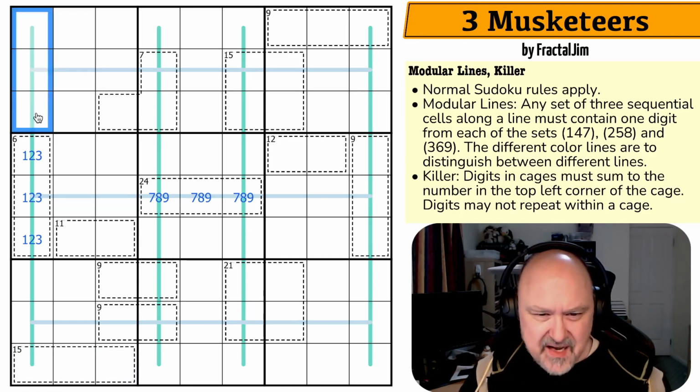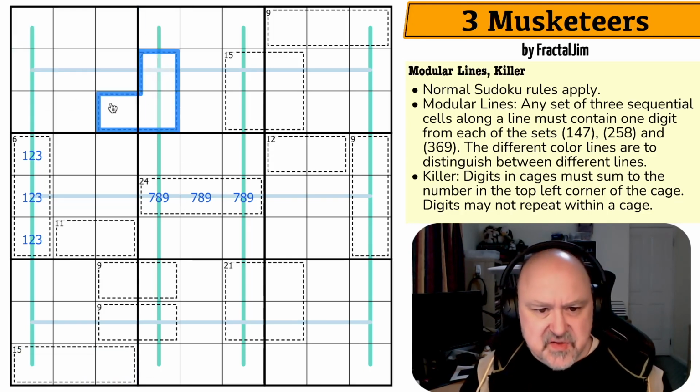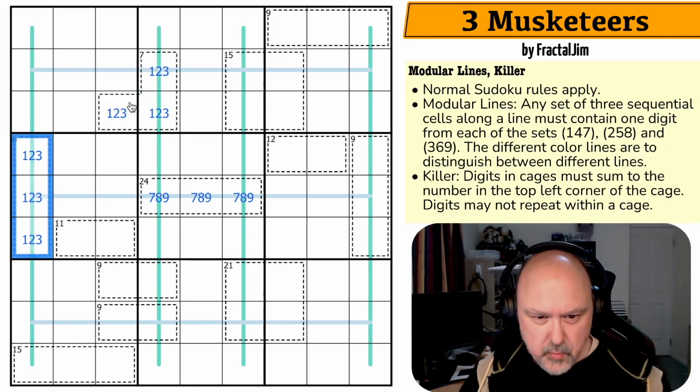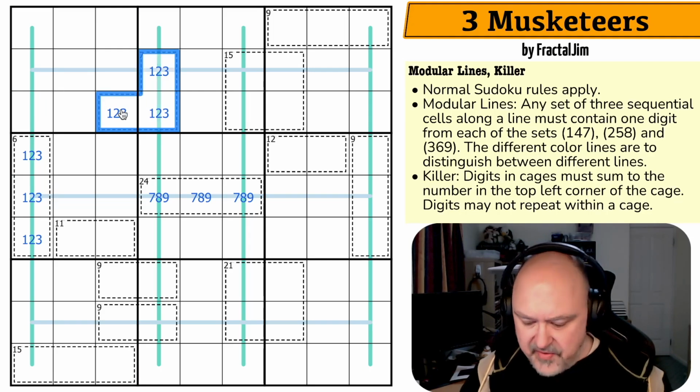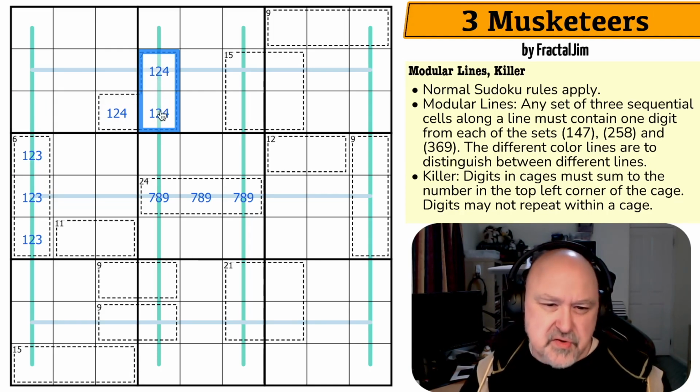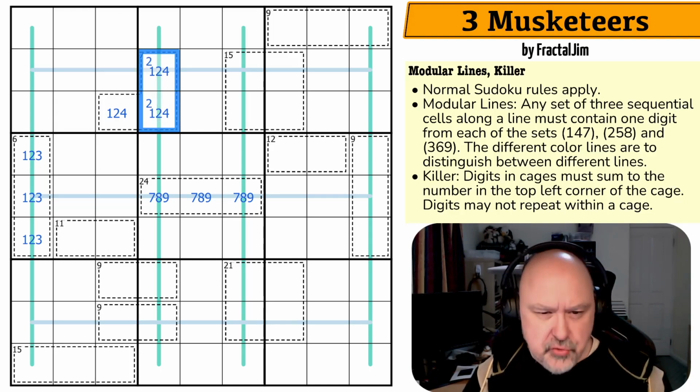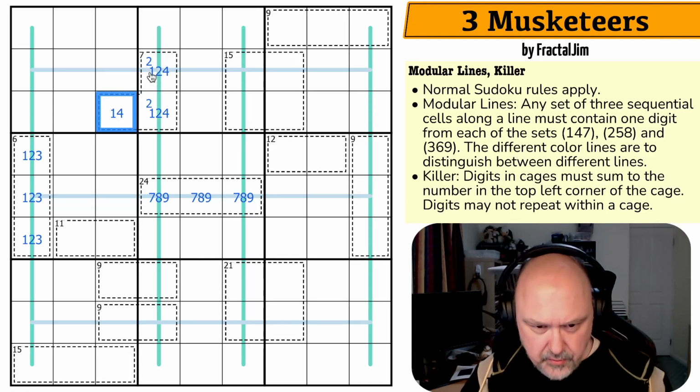Maybe I do need to color these lines. 7 is 1, 2, 4, because the minimum is 1, 2, 3. I have to increase one of these digits by 1. So the only digit I can increase without causing a duplicate is the 3 to a 4. Is that doing it? Because 1 and 4 can't be next to each other. Right. On this line, these can't be 1 and 4. The 2 must be on here, because 1 and 4 are the same modularity.